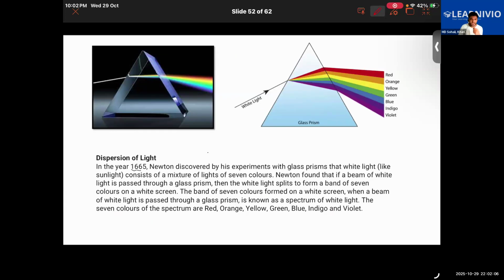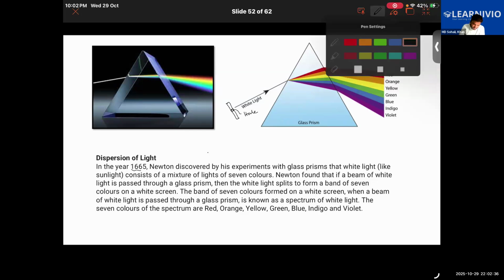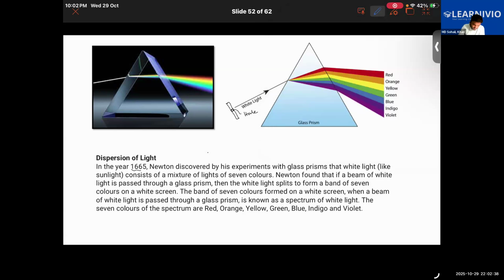There was an activity done in the year 1665 by Sir Isaac Newton. He was doing some experiments with a glass prism. One day he took a piece of cardboard, made a very small, thin hole in it, and via that hole he made a very sharp beam of light pass through.